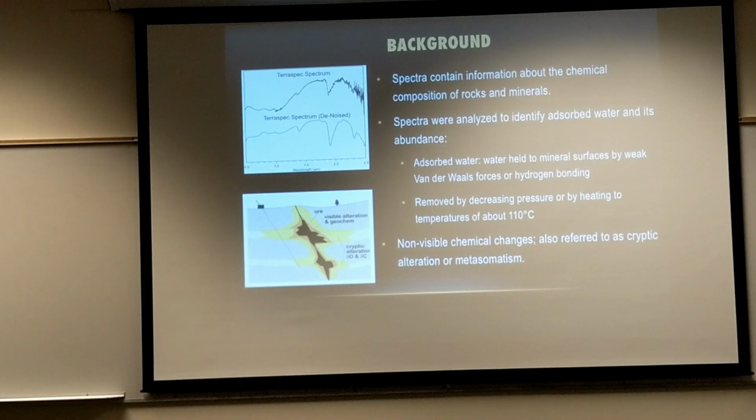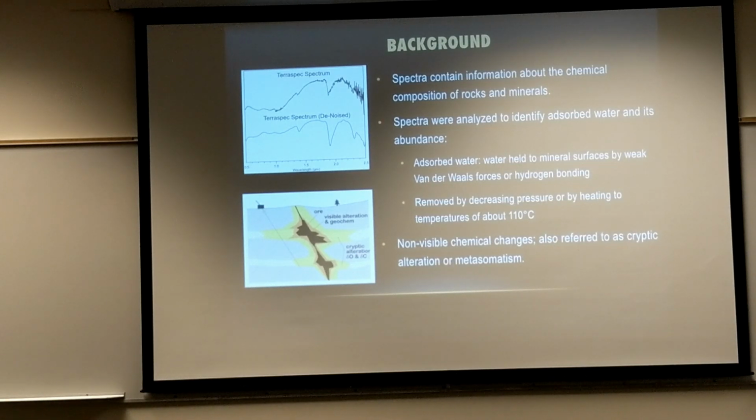So the background for this is that the spectra contain information about chemical composition of rocks and minerals. It's a chemical technique. The spectra that we're analyzing here, we're analyzing to identify adsorbed water and its abundance. For example, what we're looking for specifically is adsorbed water that's held onto the mineral surfaces by weak van der Waals or hydrogen bonding. And this is the kind of water that will be released by decrease in pressure or by heating to temperatures of 110 degrees Celsius.